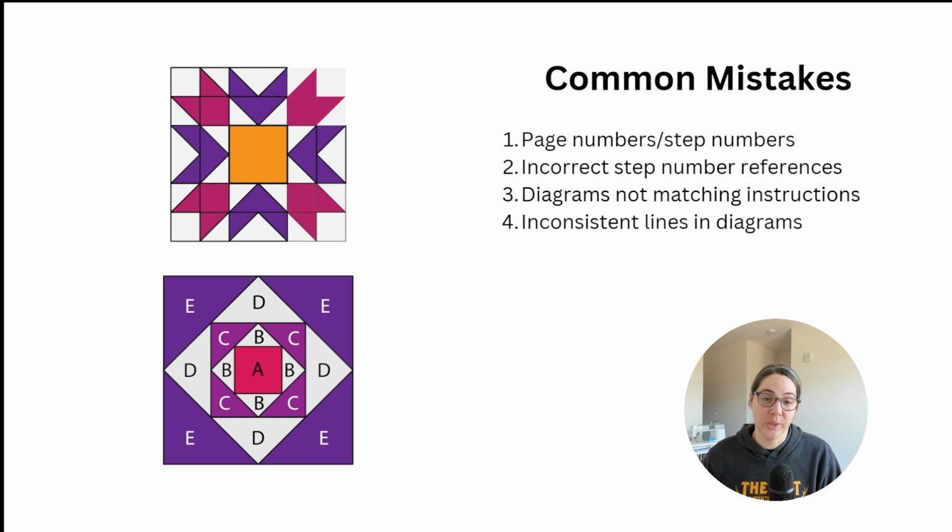The second one that is really, really common is incorrect step number references. This is where you have something in your pattern that says repeat steps 2 through 4. Frequently, I will see repeat steps 2 through 4 when the steps you should be repeating are actually 3 through 7. Usually this happens because you've added in a step somewhere, you've modified something, and now the numbers that go with the steps that were originally referenced have shifted down a little bit.